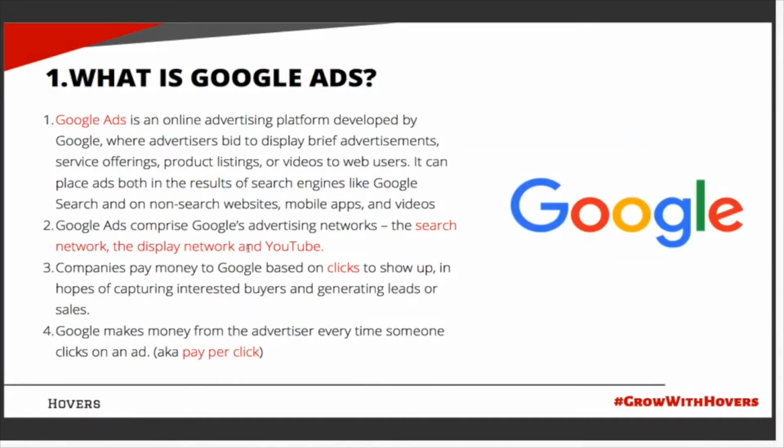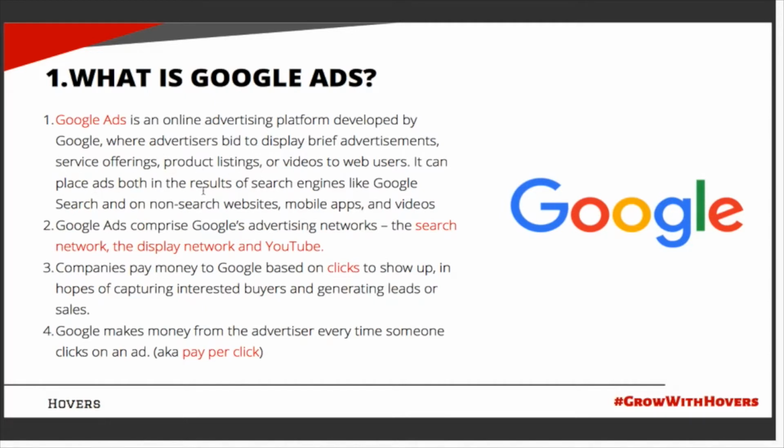Okay, so now coming to what Google Ads is. Everybody knows what Google is, and let's get to know what Google Ads is now. Basically, Google Ads is an online advertising platform developed by Google where advertisers bid to display brief advertisements, service offerings, product listings, or videos to web users. So these are the different kinds of ads you can run.